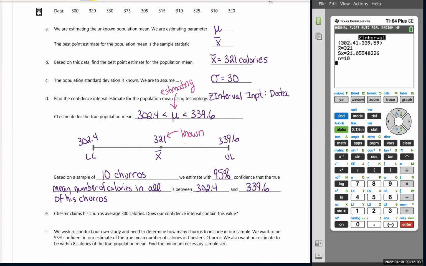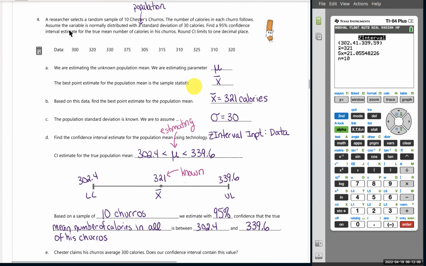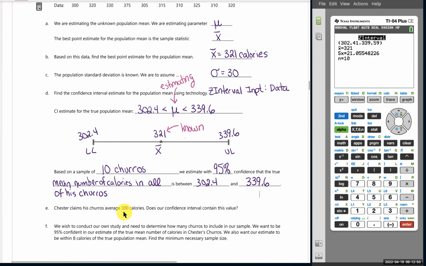All right. Now, the 95% confidence means that if I were to take a sample of 10 churros like we did here, and we do it over and over and over again. So we pick 10 churros, and then we pick another 10 churros, and then a different 10 churros. If we kept looking at samples of 10 churros and we created confidence intervals, 95% of the time, this value for mu will be within that interval. So we don't know for sure that the mean is between these two numbers. We just know that 95% of the time that we do this process, we will get an interval that contains that mean.